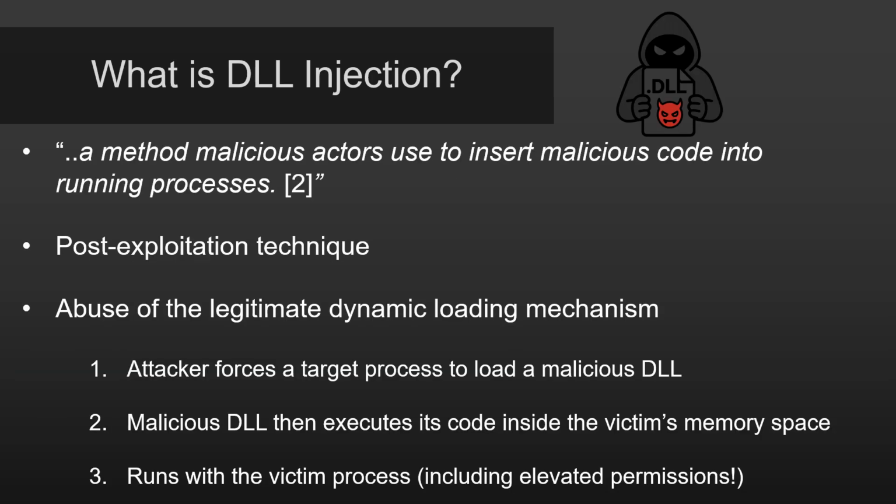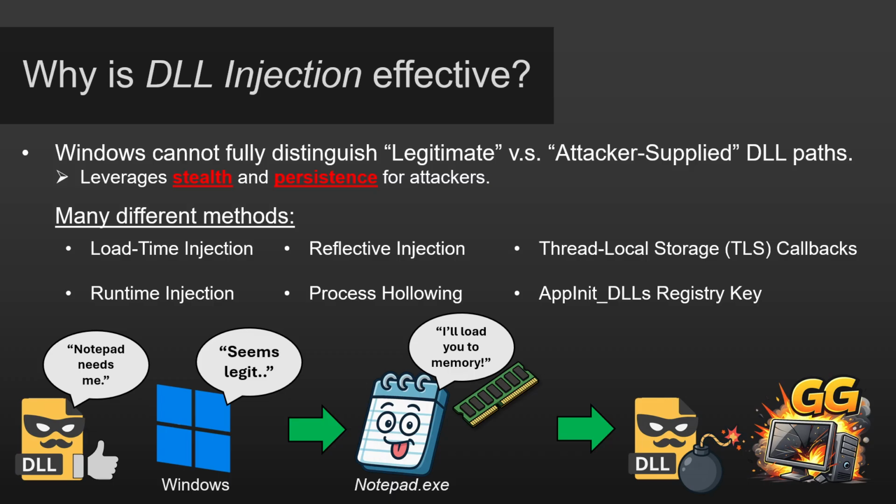Now that we know DLLs are a normal part of how Windows runs apps, DLL injection is what happens when an attacker abuses that same mechanism. An attacker forces a legitimate process to load a malicious DLL, so their code runs inside the victim's memory space as a post-exploitation technique, using the exact same dynamic loading the operating system relies on. This works so well because Windows can't always tell a legitimate DLL path from an attacker-supplied one. That gives the attacker stealth and, in some variants, persistence.